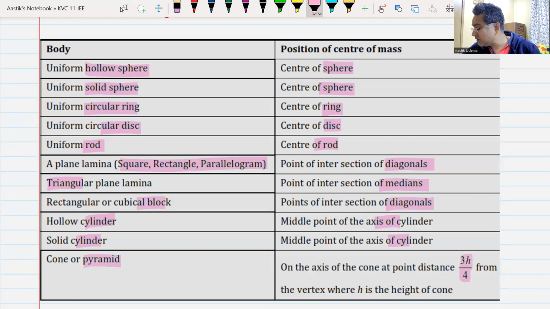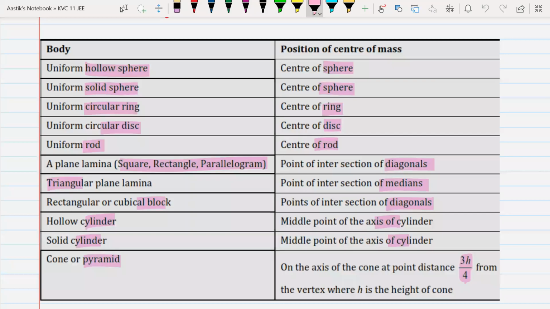It lies at a distance of 3h by 4 from the vertex. So the cone is like this. From this point, the vertex, it lies at a distance of 3h by 4. I will show you the diagram. First, note down these things so that we can start. I will give you 2 minutes to note down this table. Okay? The time starts now. Okay, then. We are done with this.